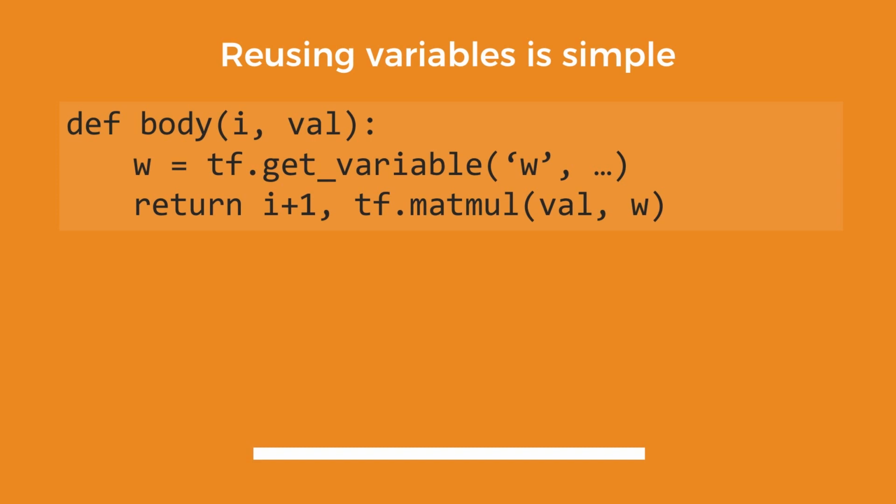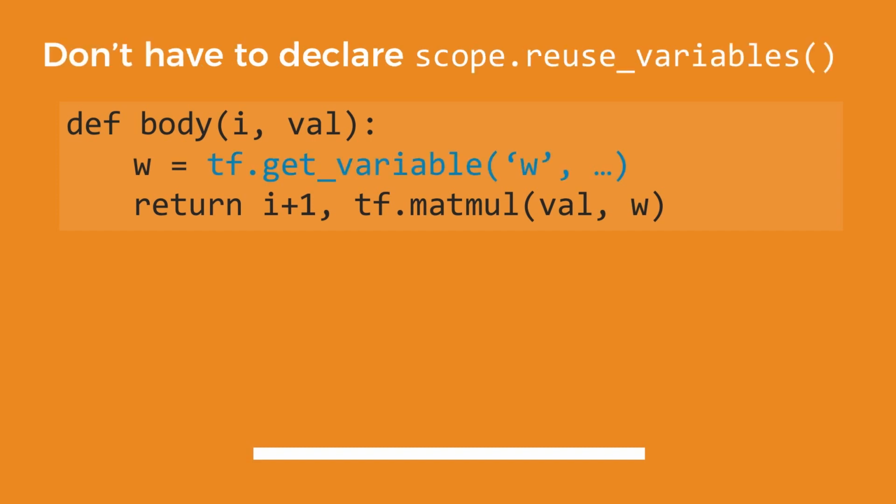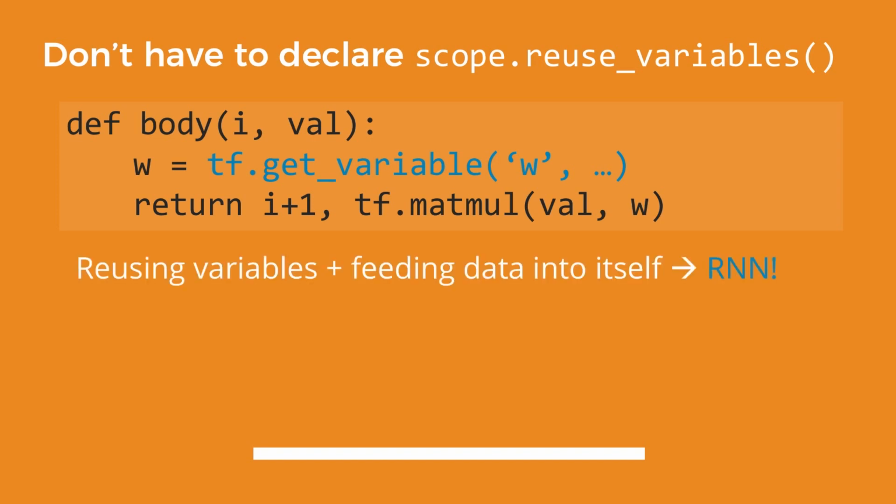And reusing variables is easy, so you can just use tf.getVariable, and it'll be able to take care of it. You don't have to worry about using scope.reuse variables because it actually only creates those operations once. It only calls these functions once under the hood. So you're fine just calling tf.getVariable.